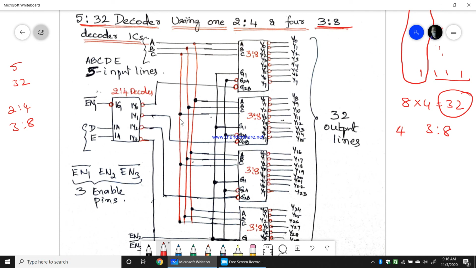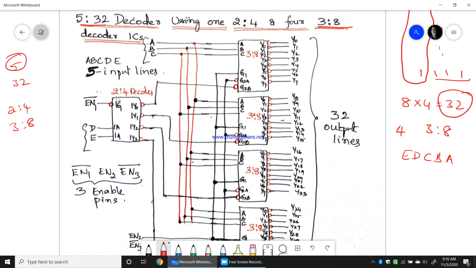3 inputs, and they are shortened, and that is made as 3 inputs. So it is A B C D E. Okay, now we need 5 inputs.